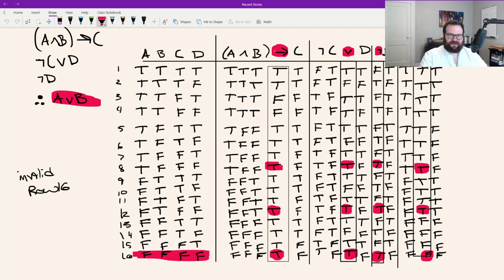So starting next week, we're going to be looking at another way to assess validity using modern logic. Specifically, we're going to start trying to learn how to build proofs. We're going to try to prove our arguments instead of kind of brute forcing all of their truth values by listing all of their possibilities like a truth table does.